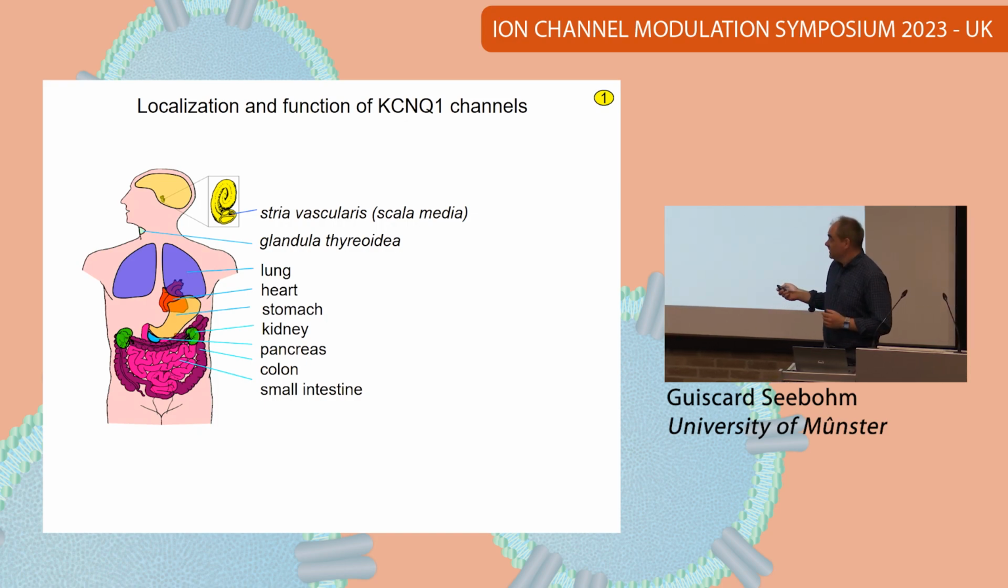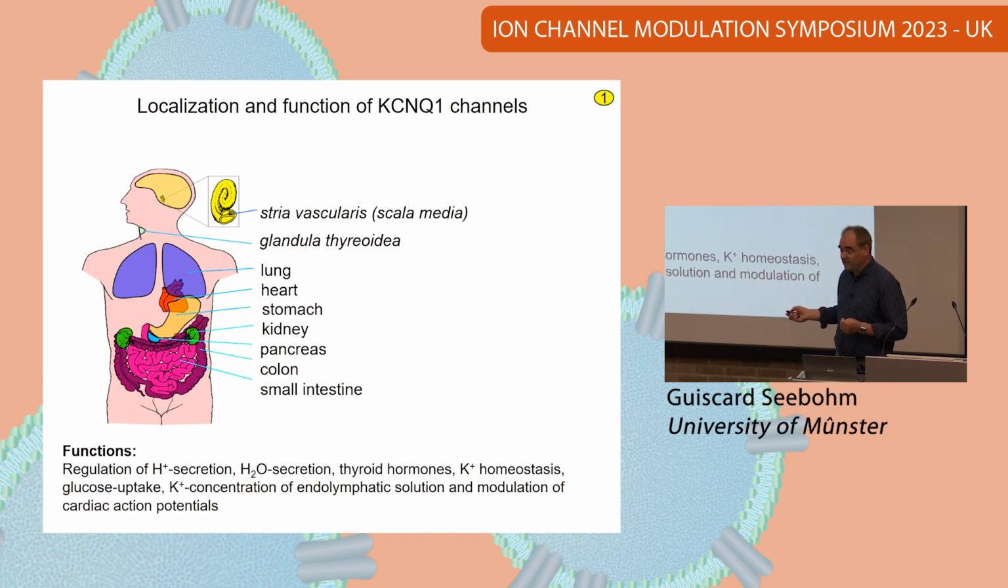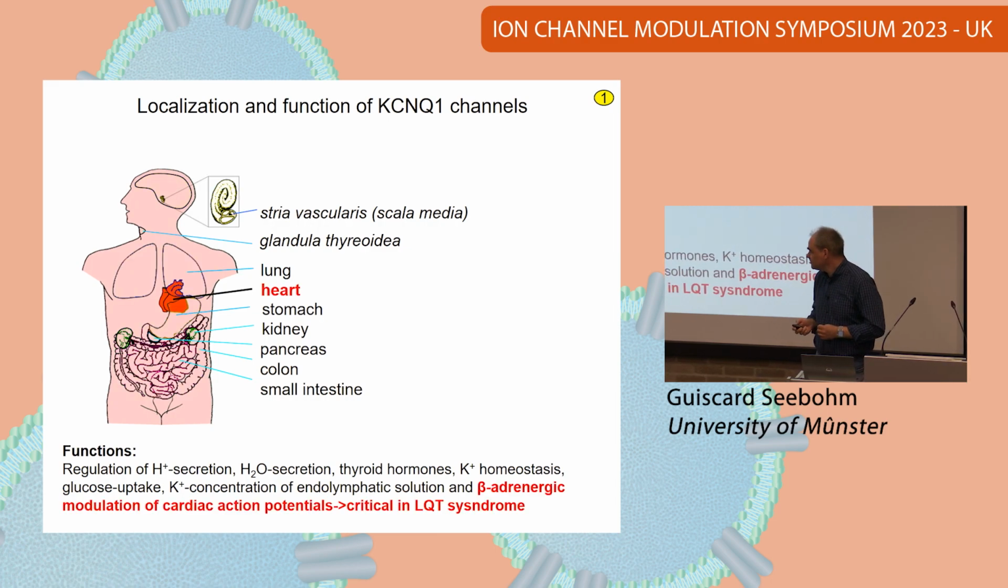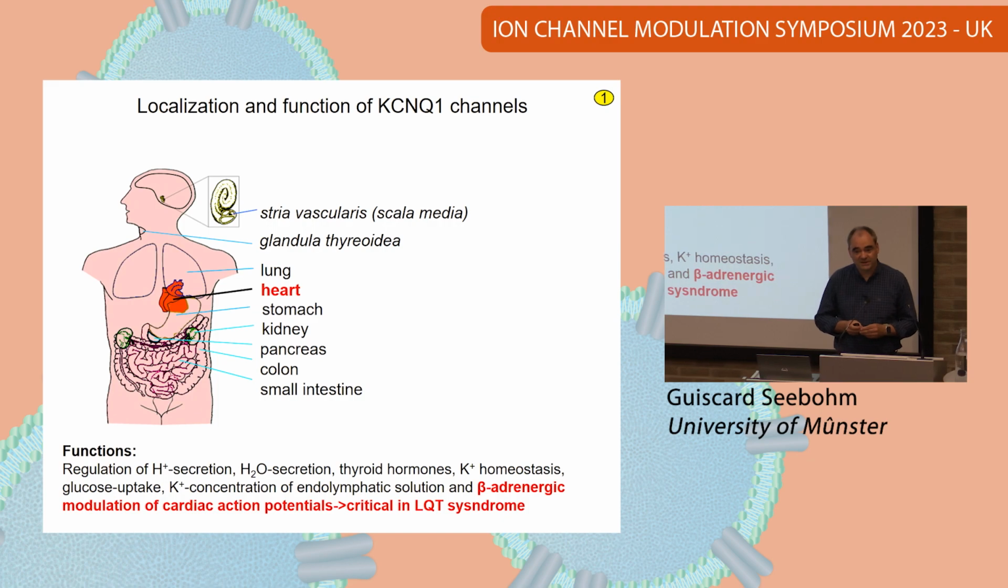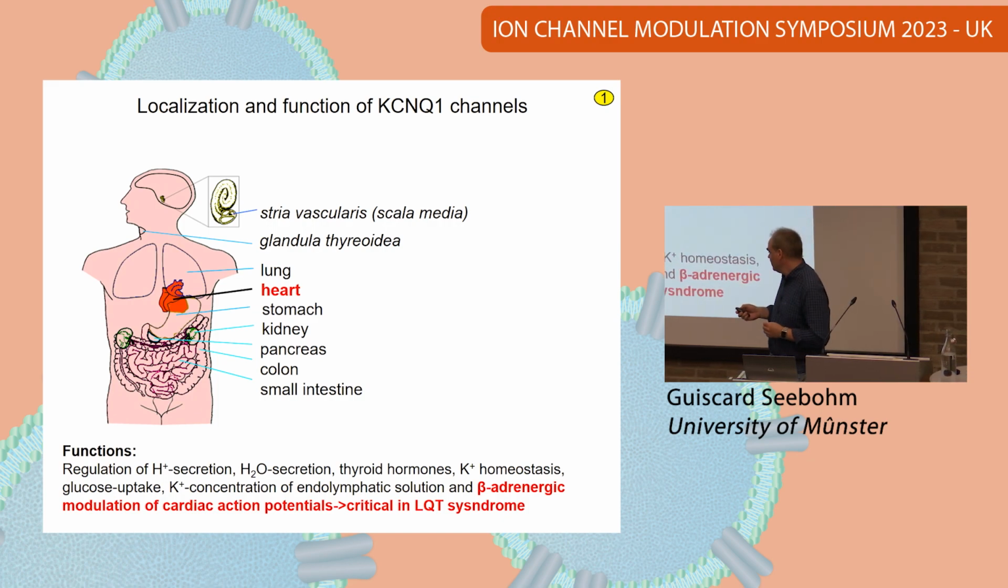So these channels are expressed in all different kinds of tissues. Just here I mentioned some of them, which include the heart, the inner ear, the thyroid gland, and others. And the channel serves all different kinds of functions. So it is a very broadly expressed and very functionally important channel in different settings. Today I will concentrate a little bit on something which might be particularly important in the heart.